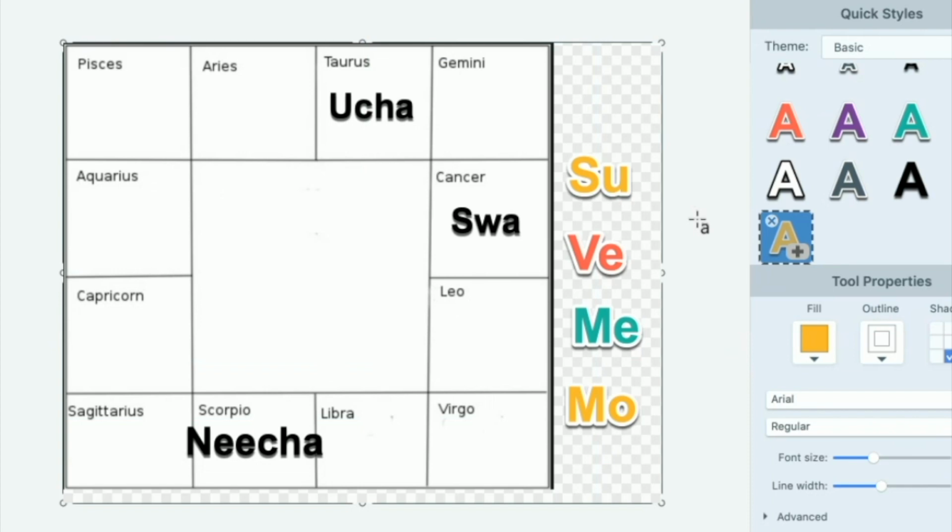Okay. But Moon in general in Cancer is good. It means the person knows how to give and receive nurturance and affection.